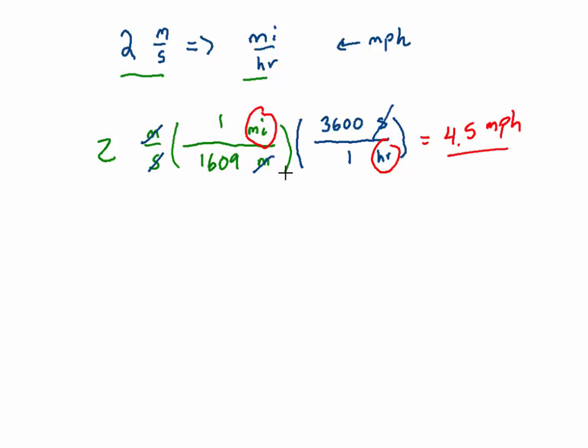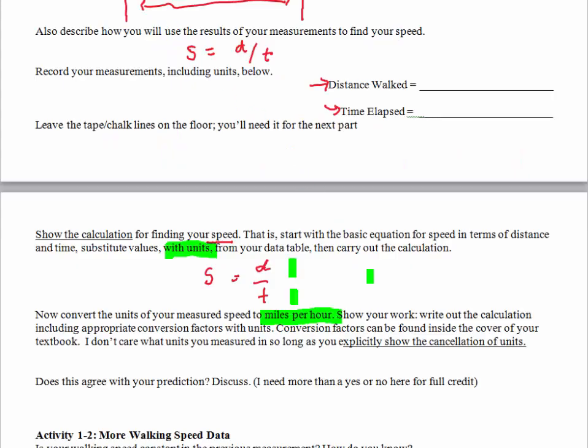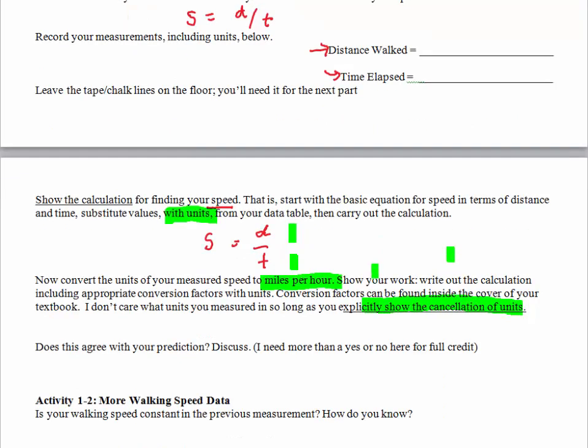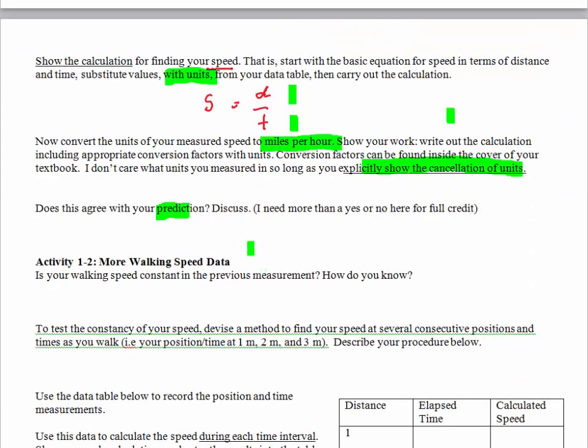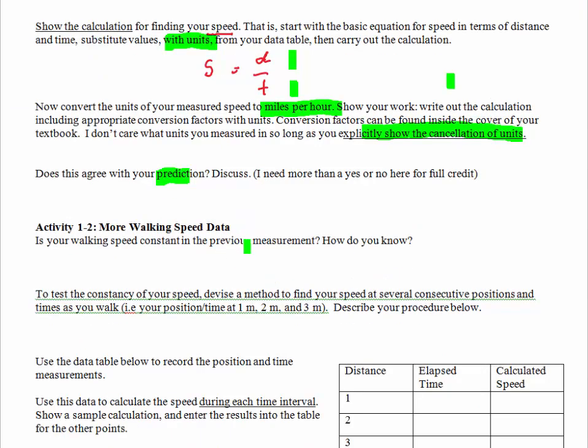Now, you can use Google to check your result, but at the end of the day, I explicitly want to see this cancellation of units because you are going to do that a couple times throughout the semester. So here we are back at the lab, and again, please explicitly show your cancellation of units. And does that agree with your prediction? And maybe it does, maybe it doesn't. It's always good to make a prediction and see whether you're right or wrong.